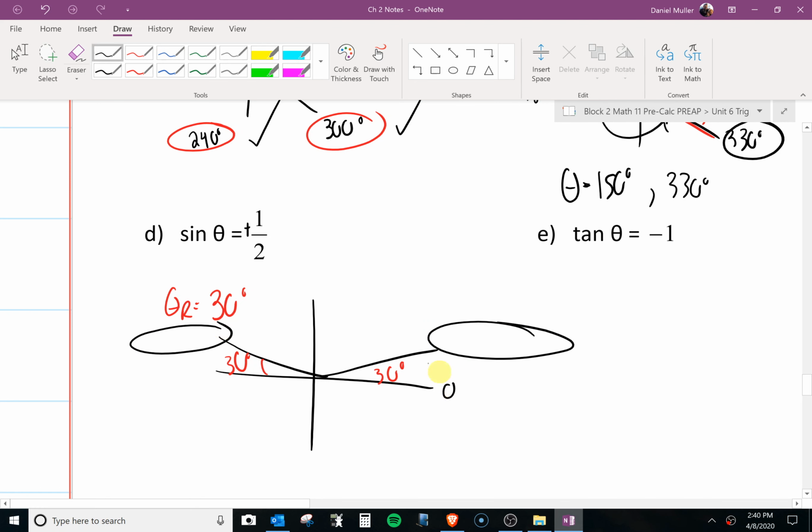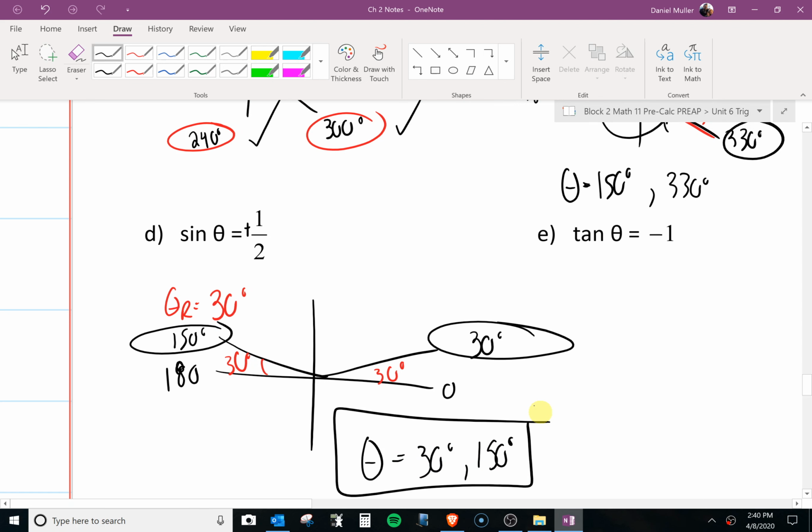So if this is 0 and you go up 30, your angle would be 30. This is 180, but you haven't gone quite that far. You've gone 30 less. So 180 less 30 is 150 degrees. So you can say theta is equal to 30 degrees and 150.